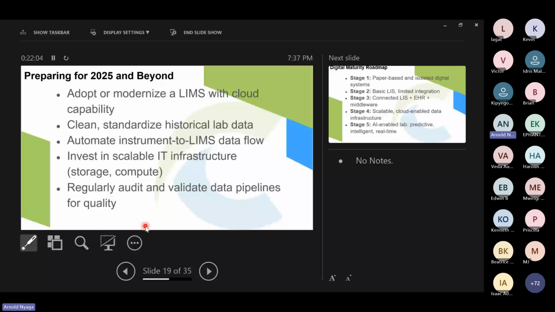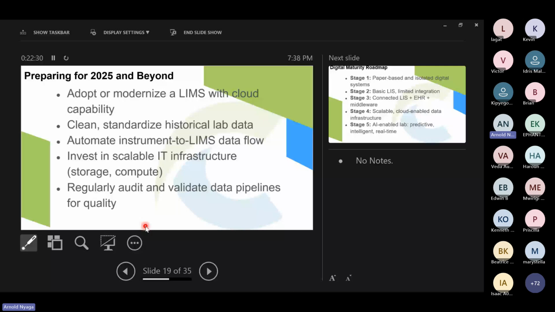What we need to do is adopt and modernize. We need to move from the legacy systems to a modern laboratory information management system. Then we also need to verify, clean and standardize our historical lab data, so that we ensure that we are giving precise information.